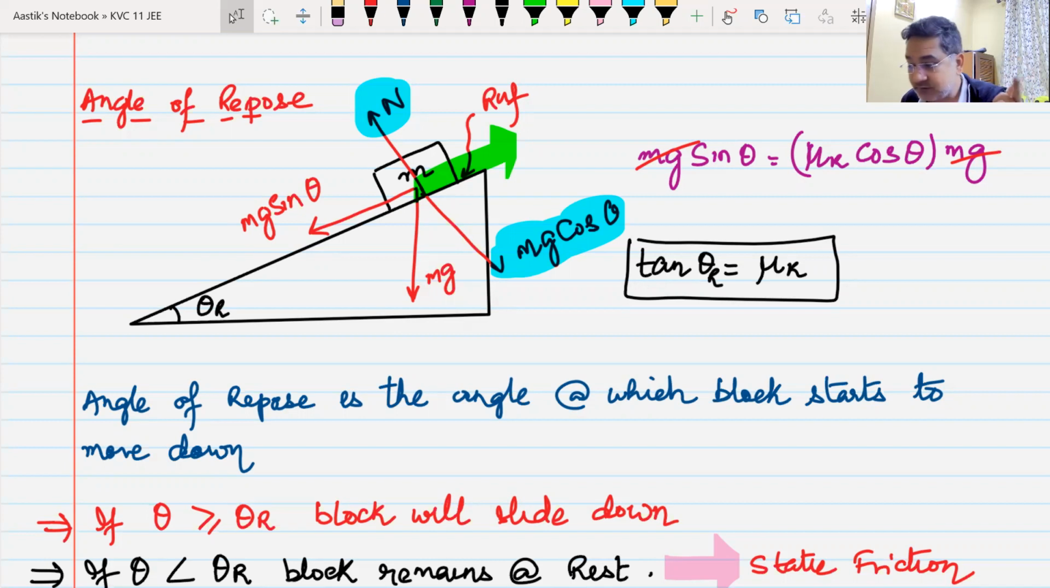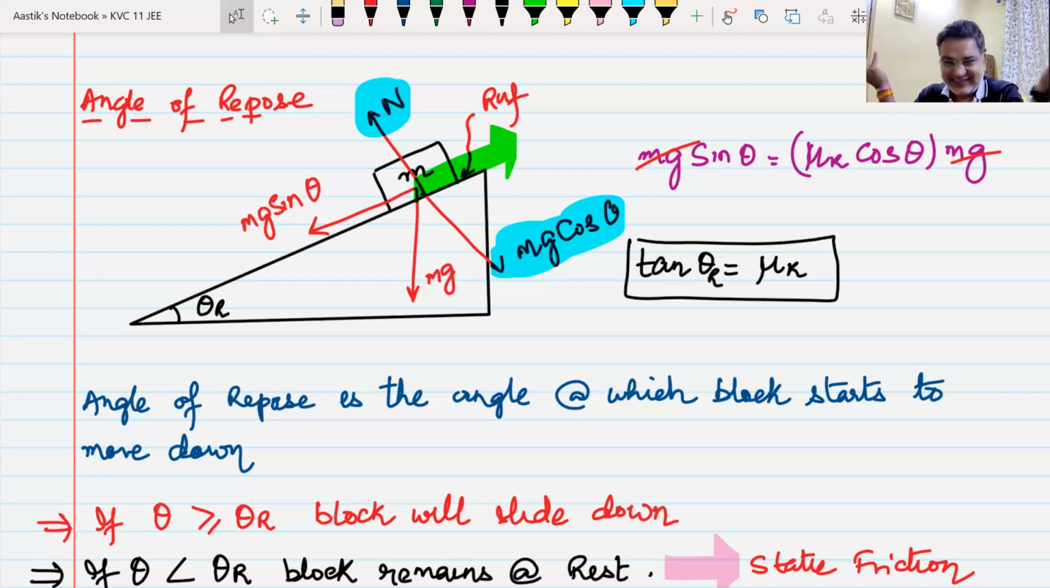Angle of repose. Two classes back we studied this. Angle of repose is the angle at which the block starts to slide down. If theta is greater than the angle of repose, the block will slide down. The same question I asked you today.